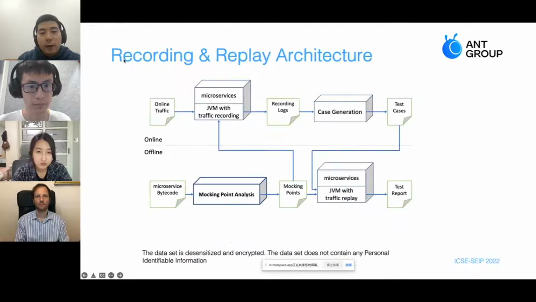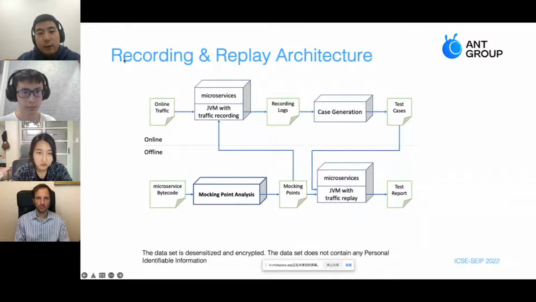So here is the architecture of this system. But first, what we need to note here is that we should have the mocking points before we put it in the online environment, before we do the recording.